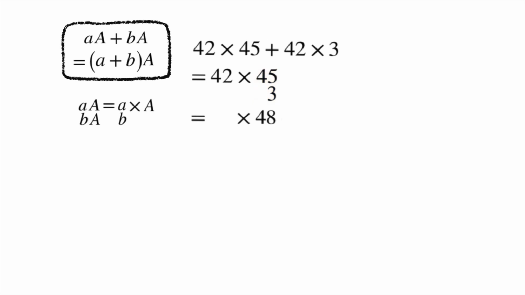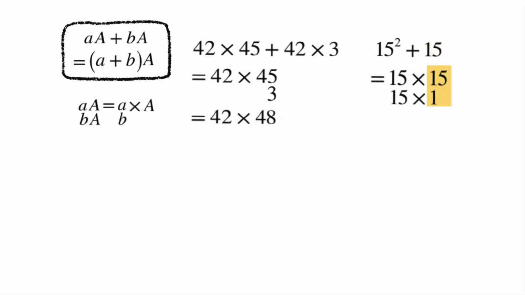48. How about this? It is 15, 15, and it is single 15. Totally 16 15s. Once again, how many 31s are there? 1 plus 31.